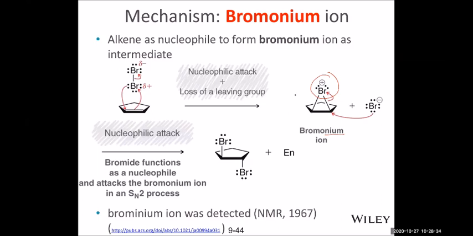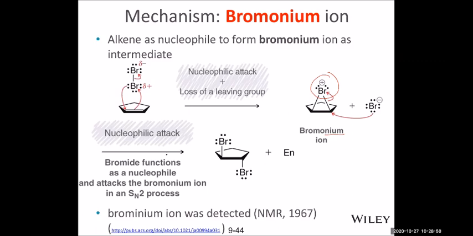And this bond leaves. So you've got 3 arrows all working together. You get a bromonium ion, which is like this. The bromonium ion has been proven.